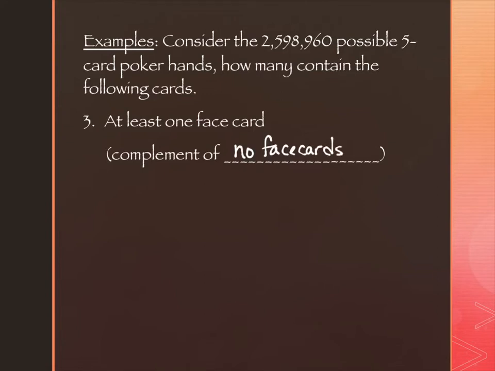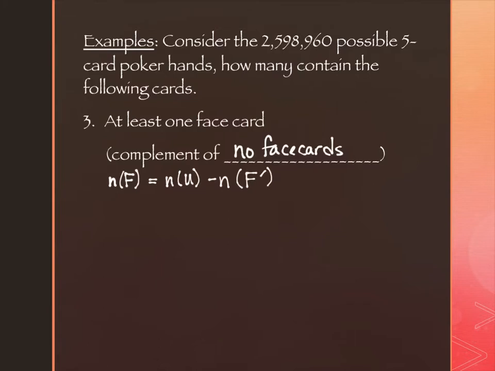All right, if I want at least one face card, what I don't want is no face cards. I can have 1, 2, 3, 4, or 5, and I don't want to calculate all those. I just don't want the option of having none. So I want the number of ways of having at least one face card, which is the number of ways in my universal set, minus the number of ways of having no face cards.